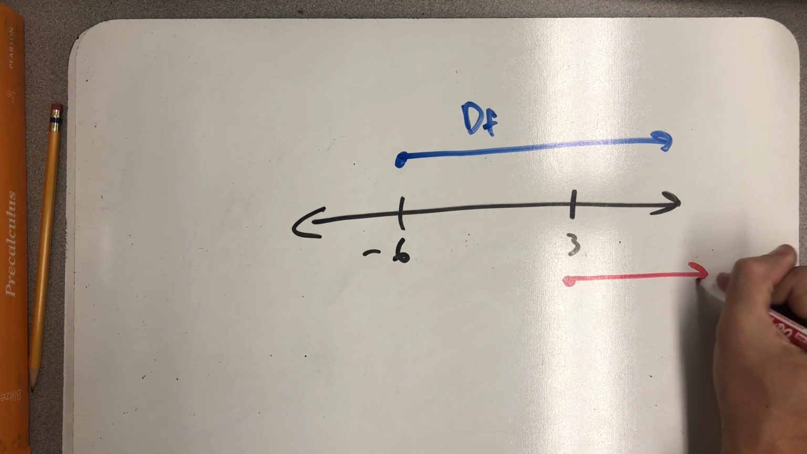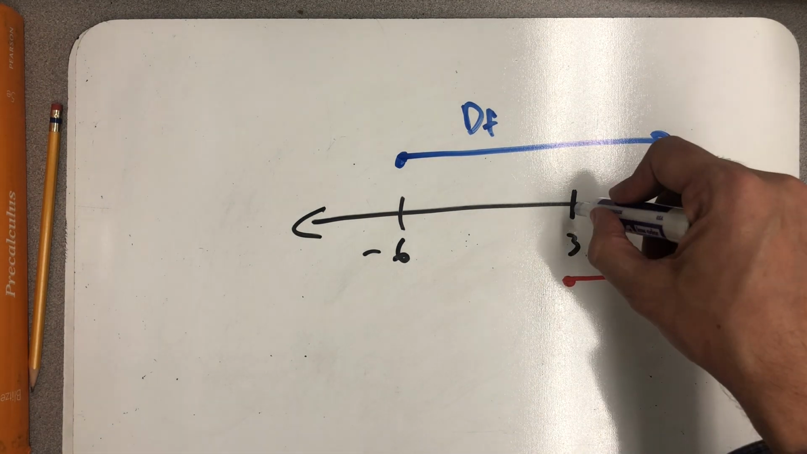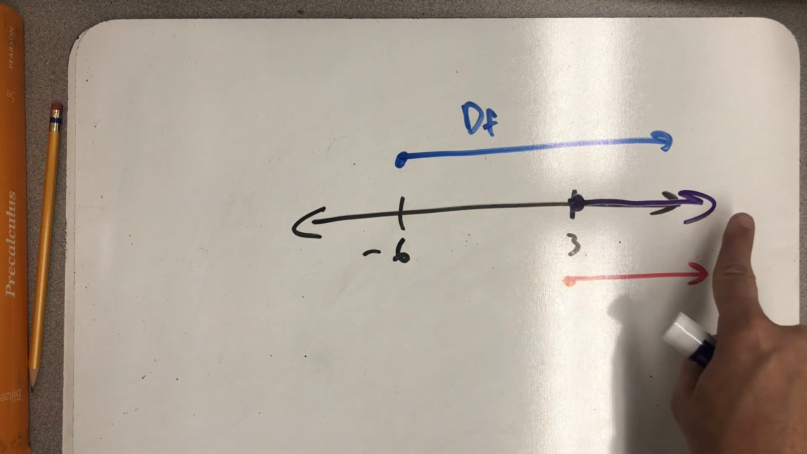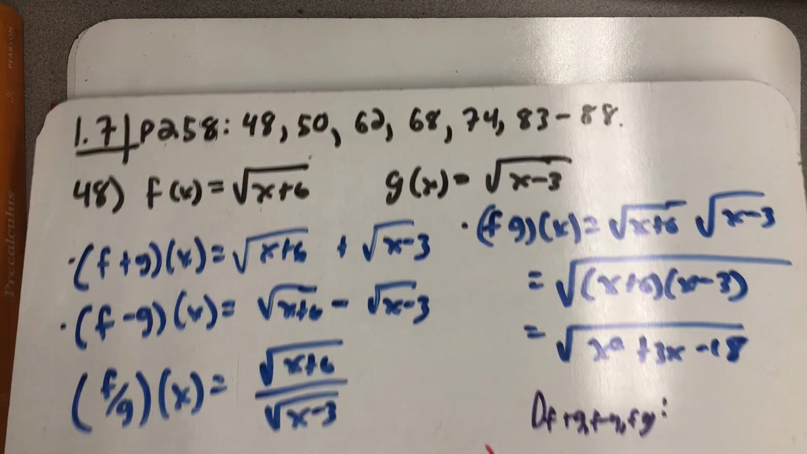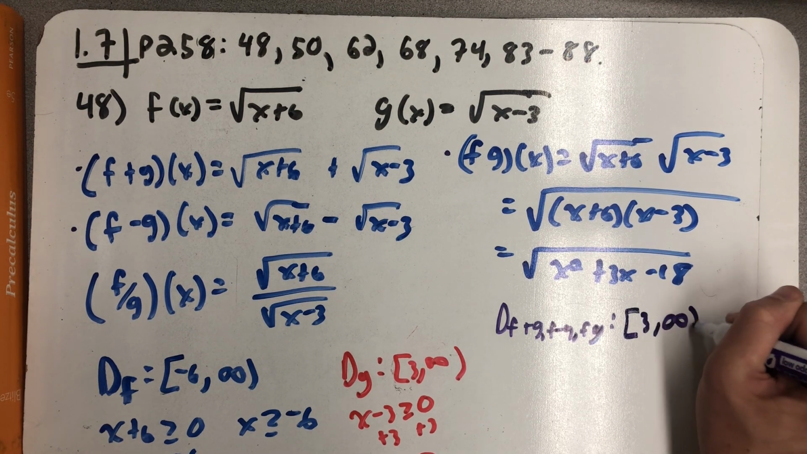all of these points. And I like thinking about taking those two intervals and smashing them down on top of each other, and wherever they overlap, that's my domain for f plus g, f minus g, and f times g. And I'm ridiculous. I like thinking about that as red and blue make purple. So there it is. If I smash those together, I get this little purple interval here. And so here's my domain just from 3 to infinity.